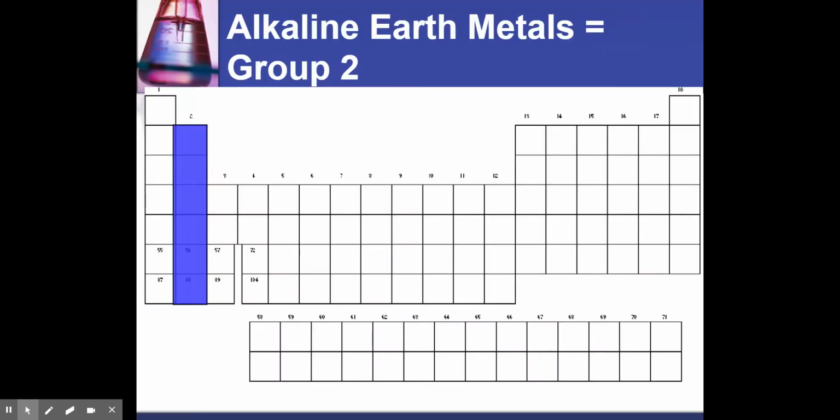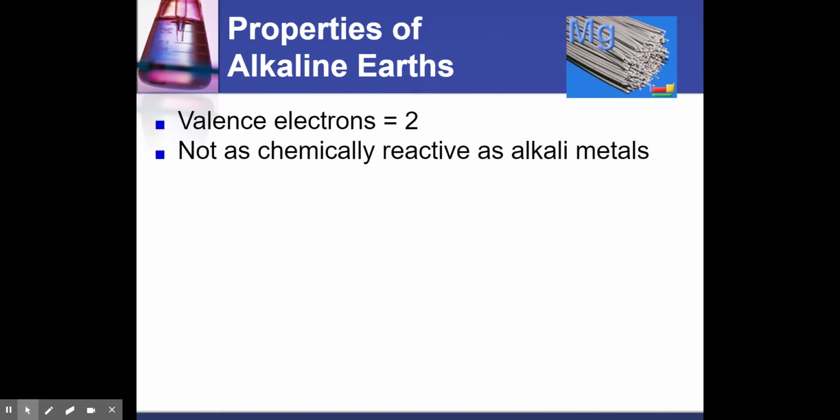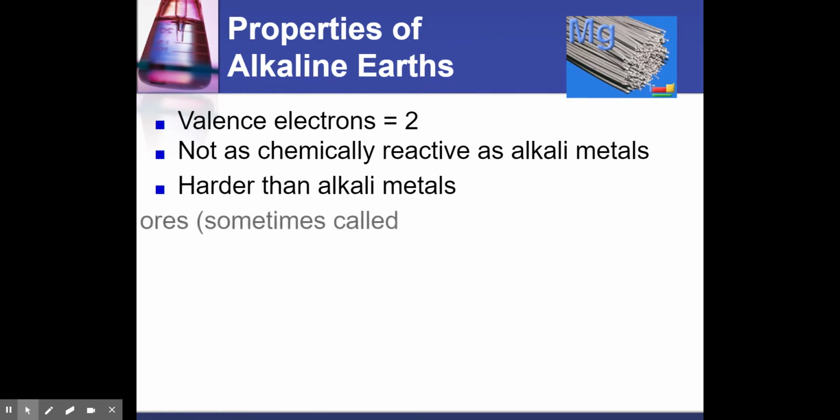Alkaline earth metals come next. That's our name for group 2 elements. And so these have 2 valence electrons. They are not as chemically reactive as alkali metals. However, they are still pretty reactive. They are harder than the alkali metals.